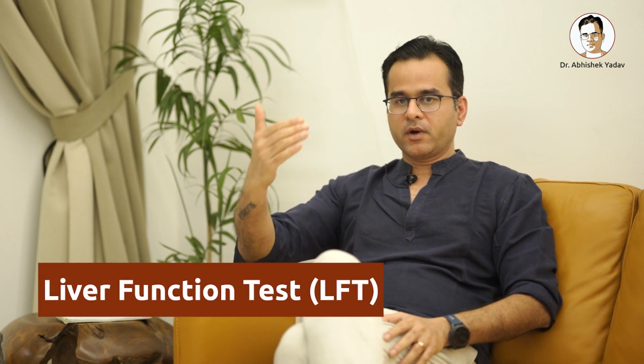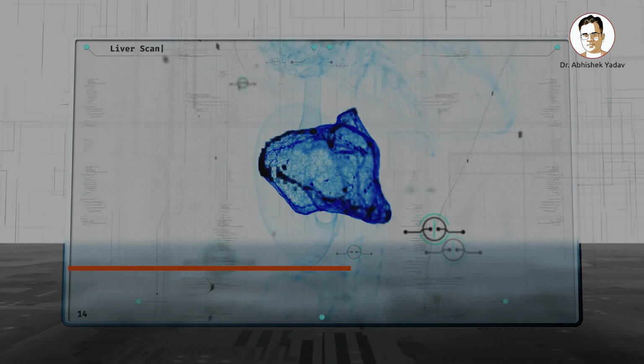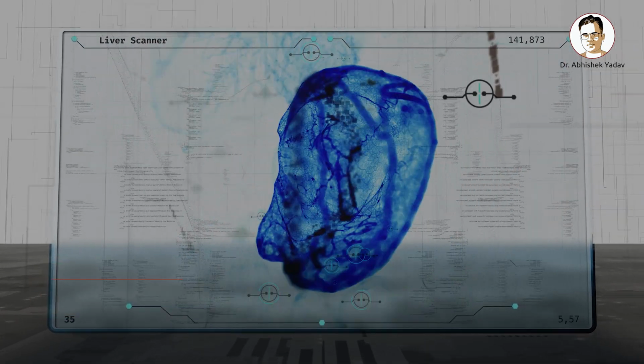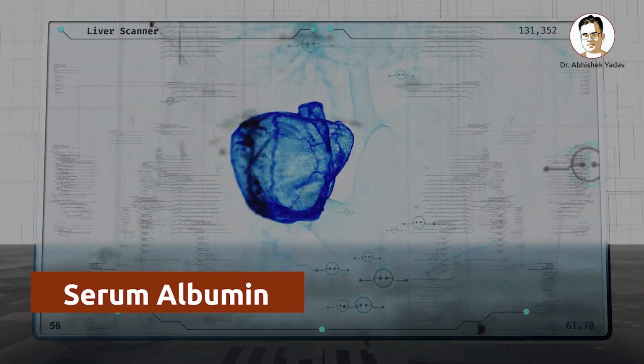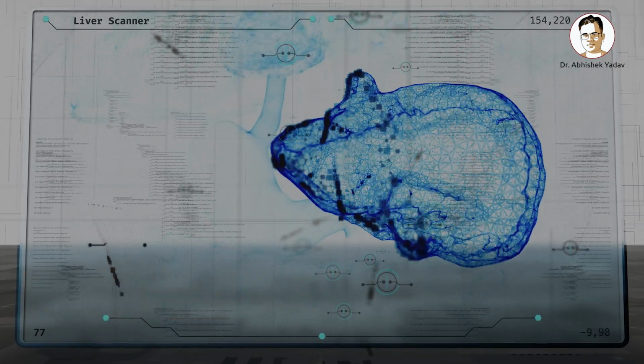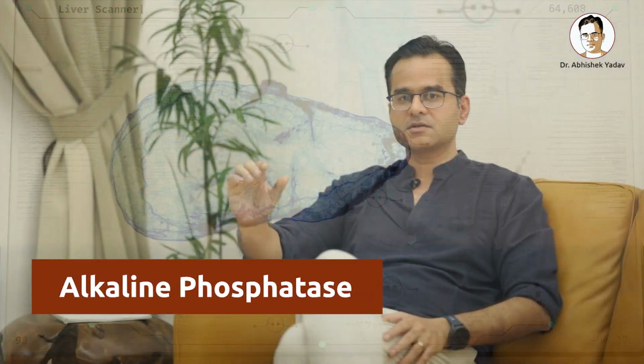Now if you look at an LFT report, it has various components. There will be serum bilirubin, then AST, ALT, alkaline phosphatase, then serum albumin and serum globulin. So these are the 5 or 6 common constituents of a liver function test. Each of these components has a relevance. These tests tell you how the different aspects of the liver are working.